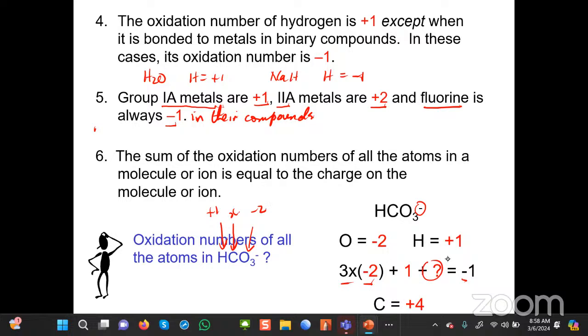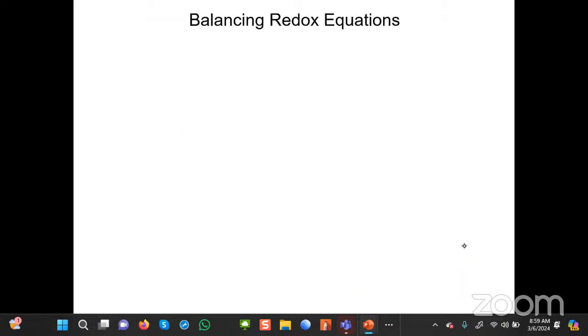Any questions about this? This should be basically a review, because this is what was covered previously in general chemistry, if I remember correctly, in chapter 4, maybe, in the textbook that we use. Any questions about any of these rules?